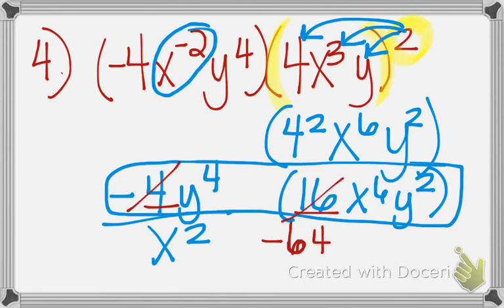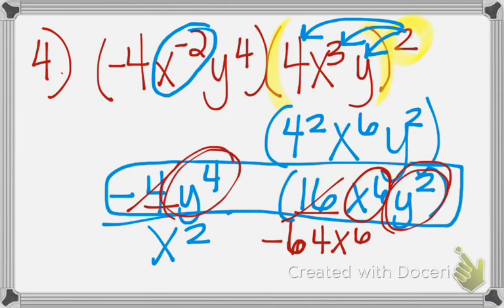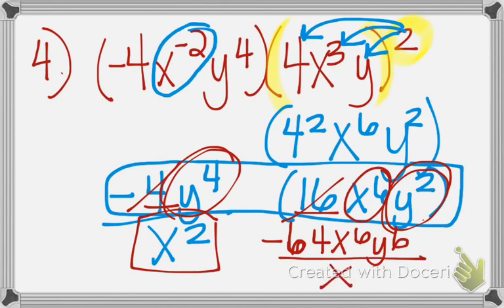And then I'm done with my coefficients. I've got x to the 6th, and I have nothing else in my numerator to multiply with, so I've got x to the 6th. Then I have y to the 4th, and I have y to the 2nd. Same base, so I'm going to add my exponents, and I have y to the 6th. But I can't forget that here in my denominator, I have x to the 2nd.